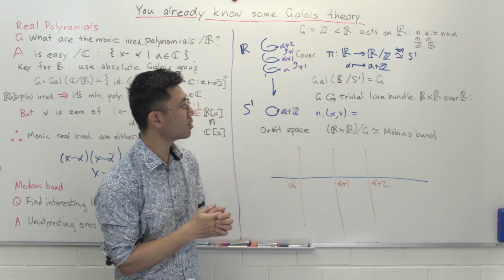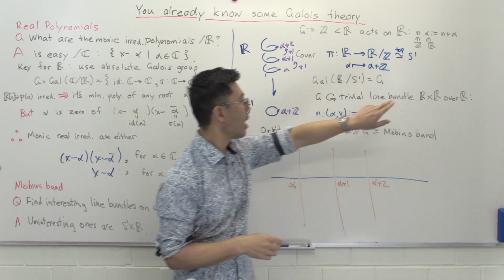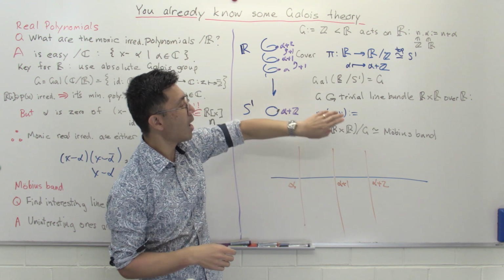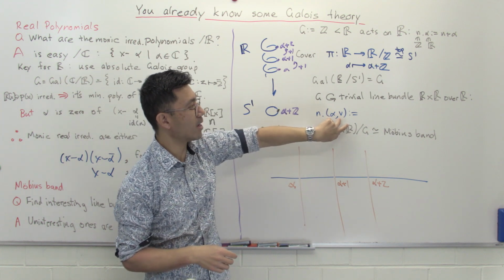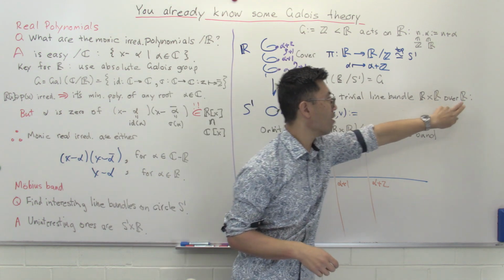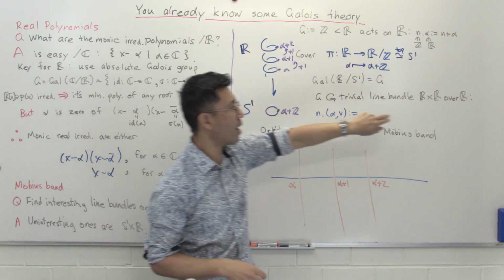Okay, so what's the action? Here we have n, an element of my group. That's an integer, and it's going to act on this alpha v. This is my copy of a line bundle over R. There's my alpha in the R that's over.